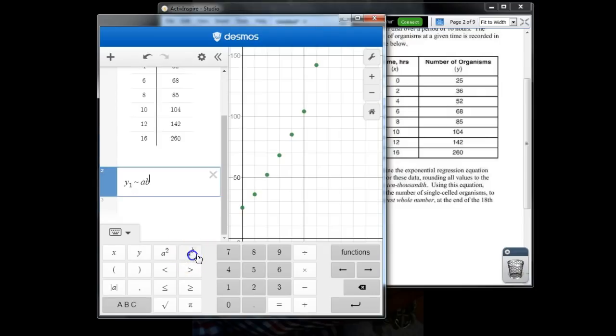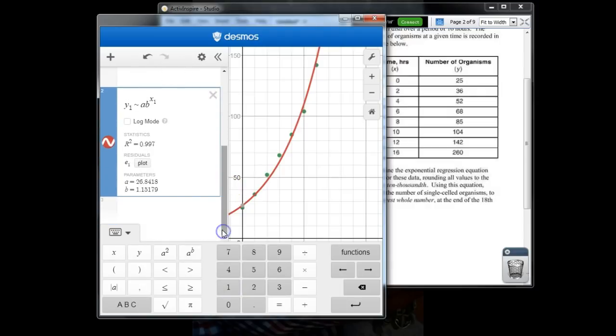AB, and then the exponent raised to the x1, right? Wait, for AB, I thought you put XY. Could it be XY? What do you mean? Because letters don't work on here? No, it's AB. It is AB. This is different because when it's regressions, the letters do work. So AB raised to the x1.